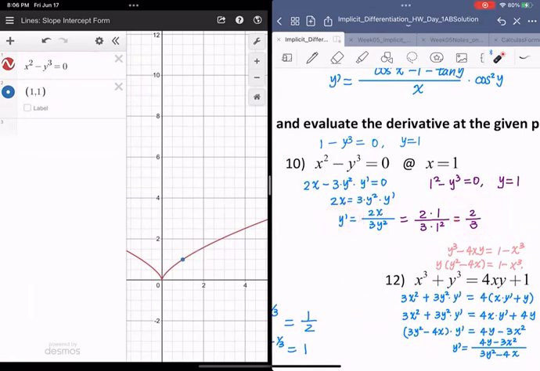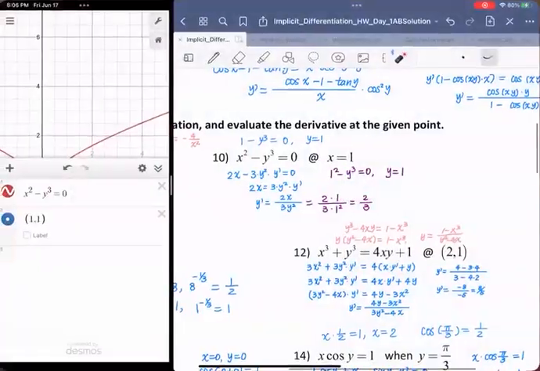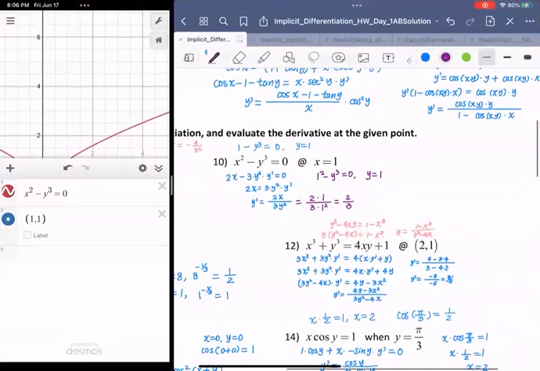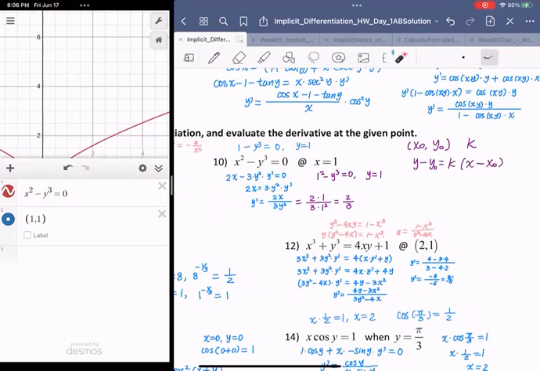And then if you use a point slope format, let's refresh some algebra 1 foundations. If you have an x0, y0, and a slope of k, what is that line function? Do you remember? It's y minus y1 equals k times x minus x1. Yes. Now, we have the point 1, 1. We have the slope of 2/3. So we can have that tangent line equation.